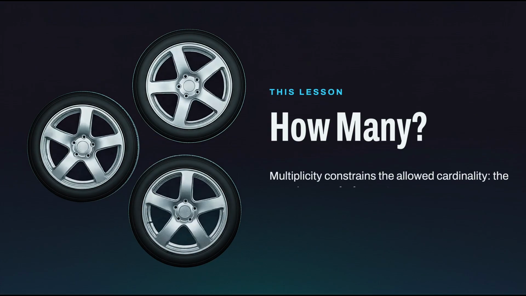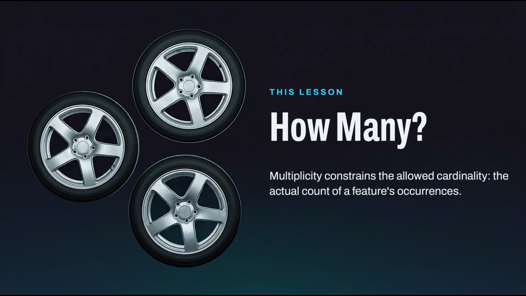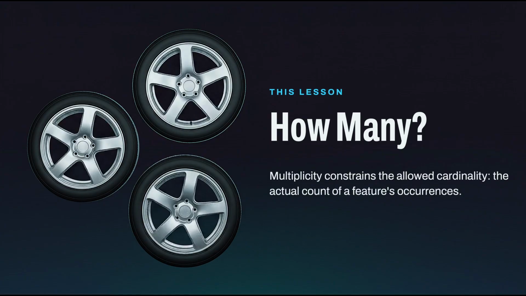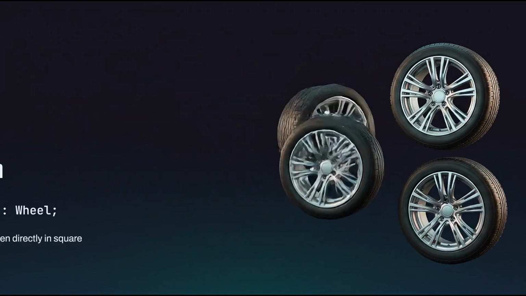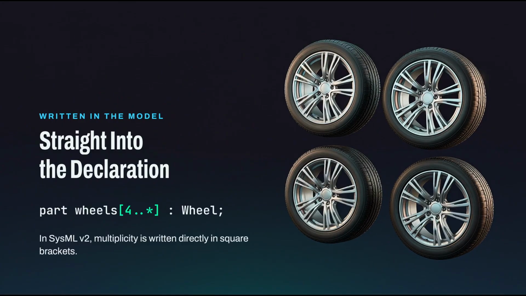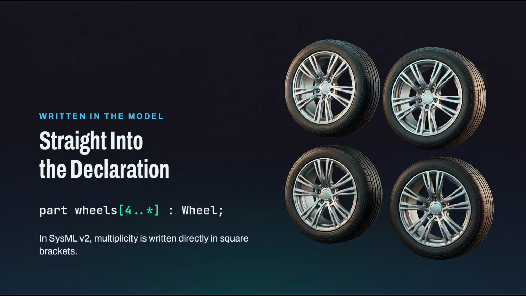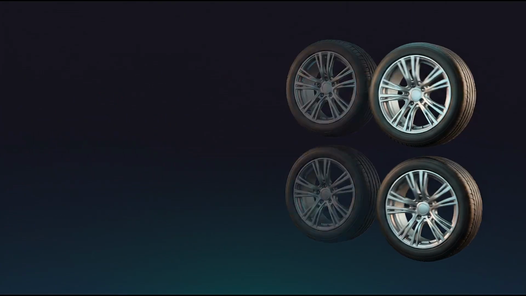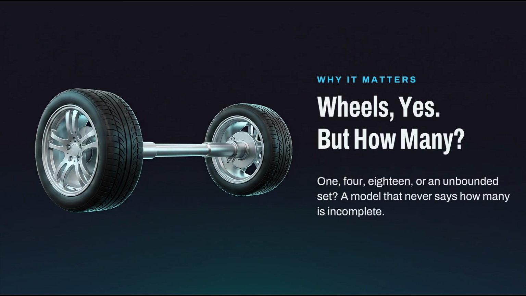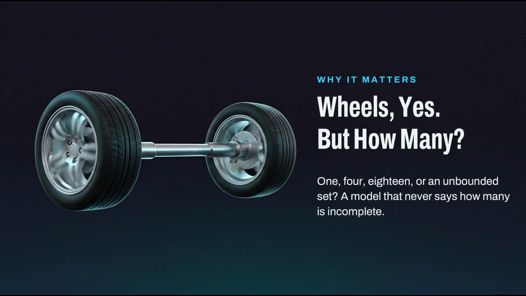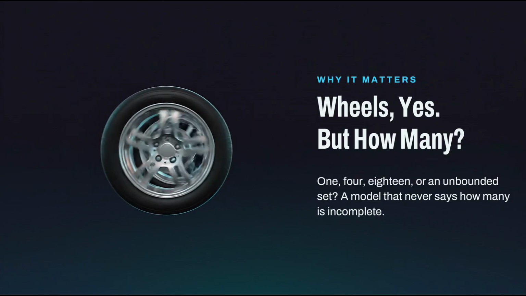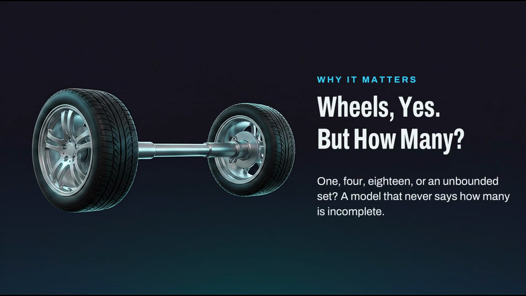This is multiplicity, which acts as a structural constraint on the allowed cardinality, or the actual count of occurrences, of a feature. In SysML v2, multiplicity is written directly in a feature declaration with square brackets. A system model is incomplete if it says that a truck has wheels but never says how many. Does it have 1 wheel, 4 wheels, 18 wheels, or an unbounded collection of interchangeable modules?